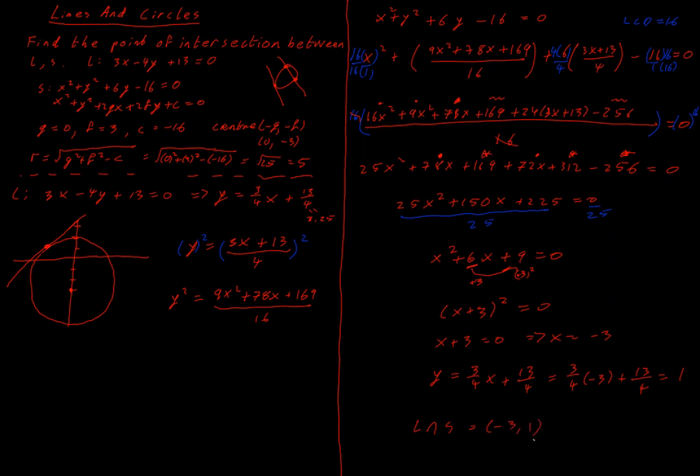Why did I only get 1 point? Because I have 1 point of intersection, because I have a tangent to my circle. So once I knew that, I knew I was going to get a repeated root. And I can see that I did things correctly because I ended up with a repeated root and only one point.